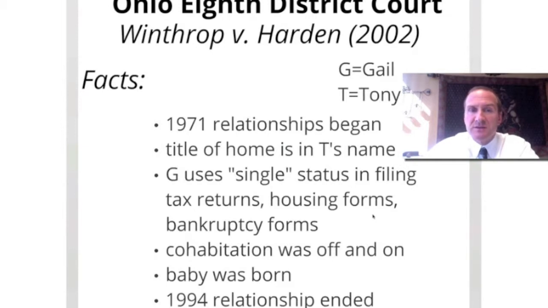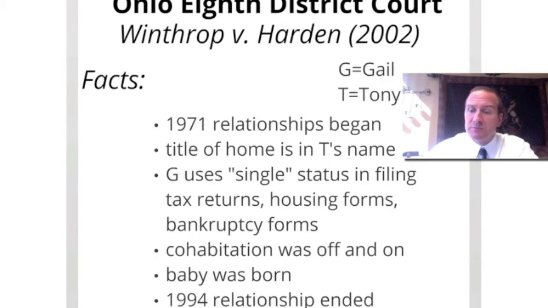This fact pattern, in 1971, the relationship between Tony and Gail began. Title of the home is in Tony's name. Gail uses her single status in filing her tax returns, certain housing forms, and apparently she filed for bankruptcy sometime, and she did it with a single status. The record would reflect that cohabitation was off and on since 1971. In this case, unlike the one that we just went over in the Supreme Court, there is a baby that's born. In 1994, the relationship ends. So again, we have a relationship here over 20-some years.